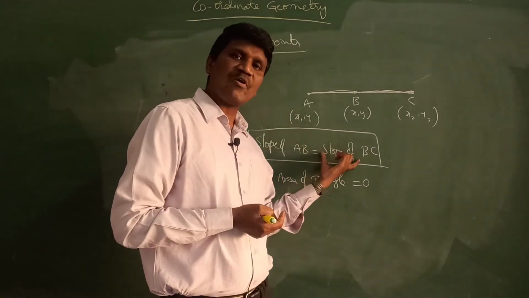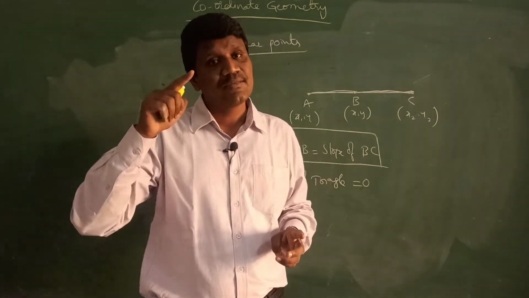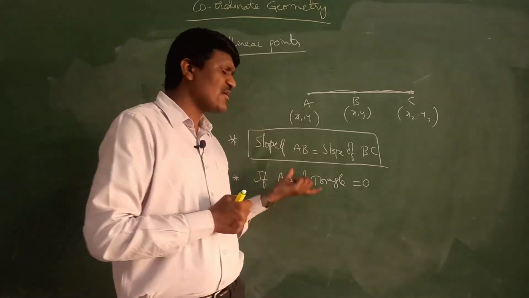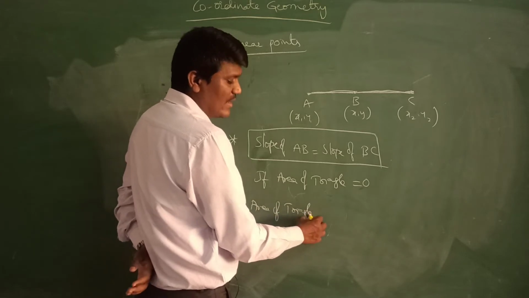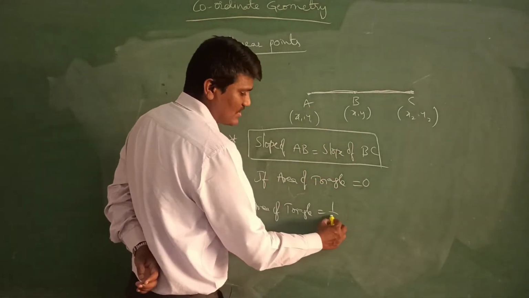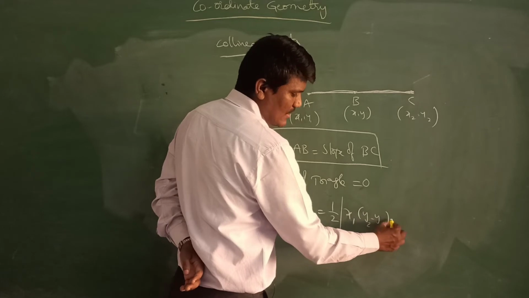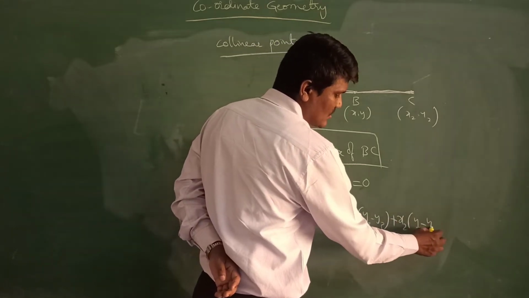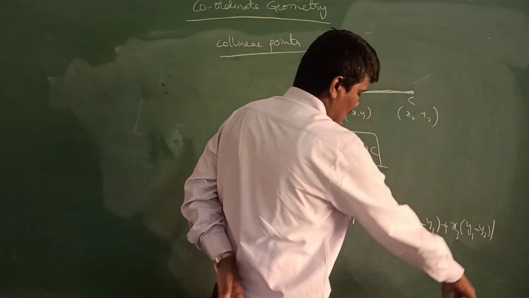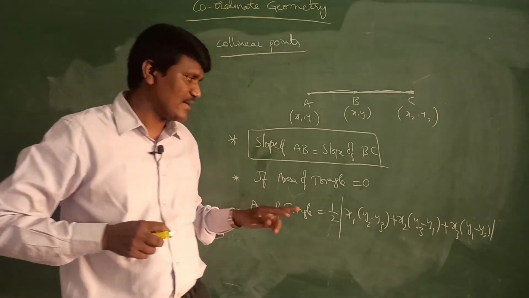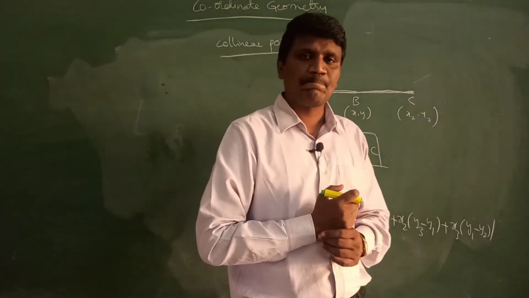If the slope of AB is equal to slope of BC, we will say 3 points are collinear, or else if the area of the triangle is 0, then we can also call the 3 points collinear points. So what is the area of a triangle? The area of triangle formula, just for your understanding, may not be asked in the examination, but let us write it once. Half into x1 (y2 minus y3) plus x2 (y3 minus y1) plus x3 (y1 minus y2). This is the formula for the area of a triangle. If the area of the triangle is 0, then we can say the 3 points are collinear points.